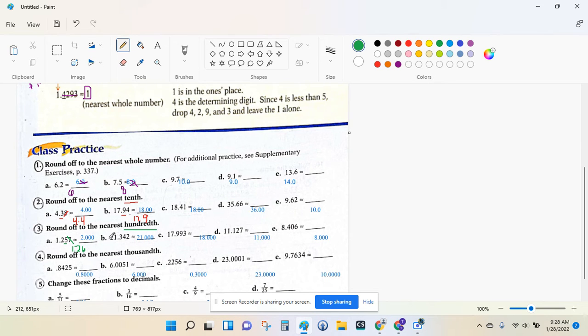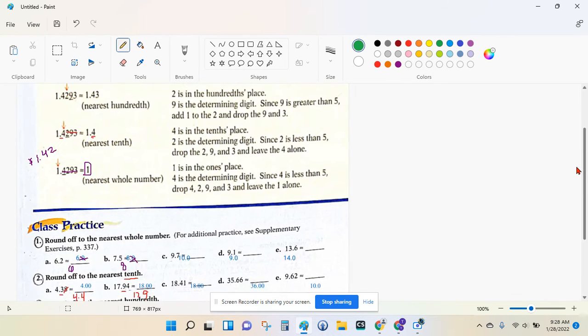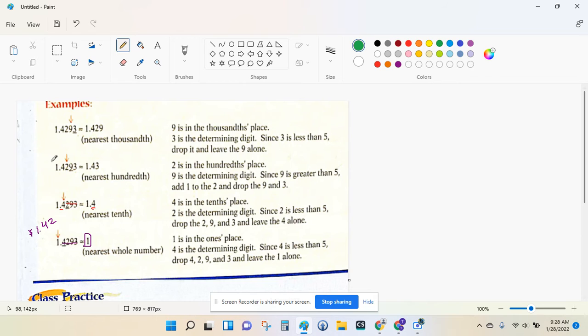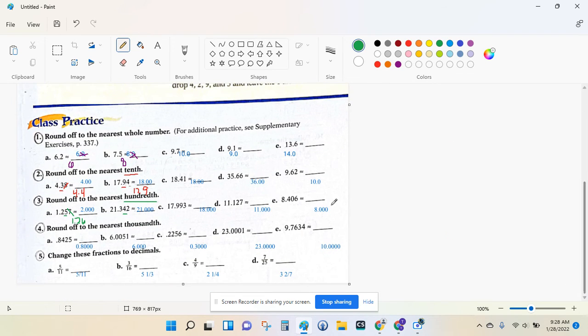Okay, and over here, 21.342, the 4 is in the hundredths, because the hundredths is the second decimal place. And if you get confused, you can always go back up and look at this example here. It does show you the tenths, that it's pointing to whatever place value that it is. So the hundredth is the second place, each one of these. So that would be the place value you're going to round to. That's the number it's going to stop at, right?